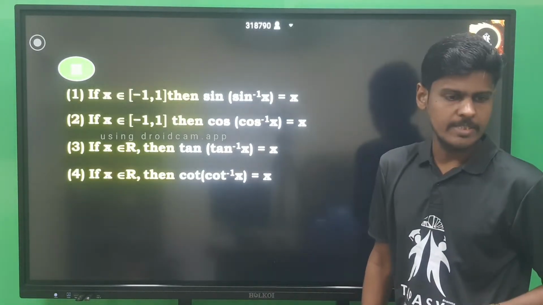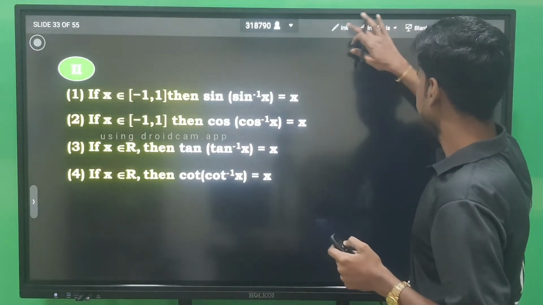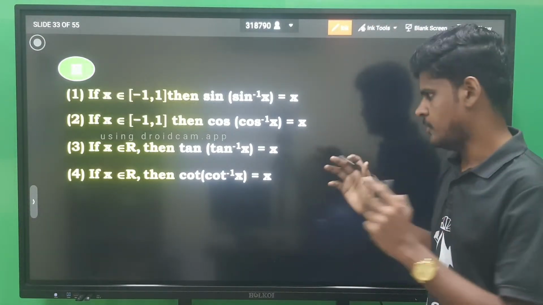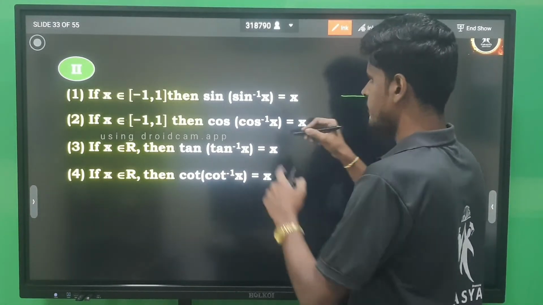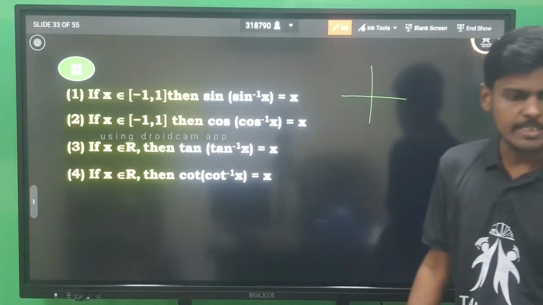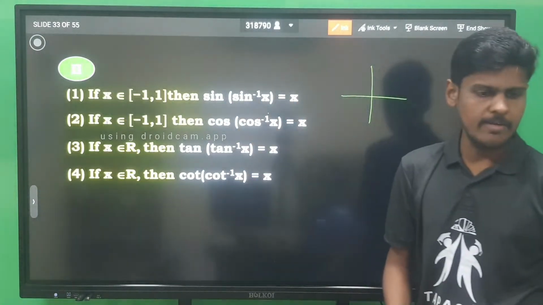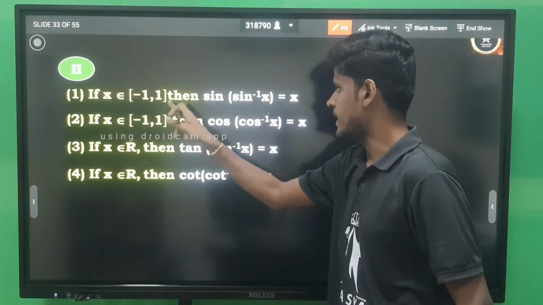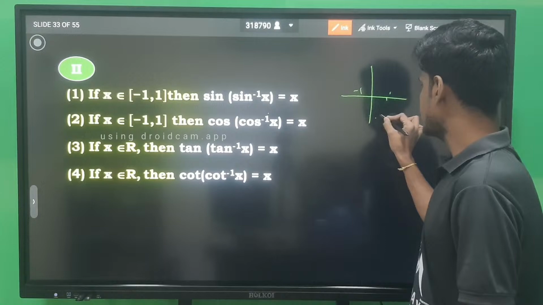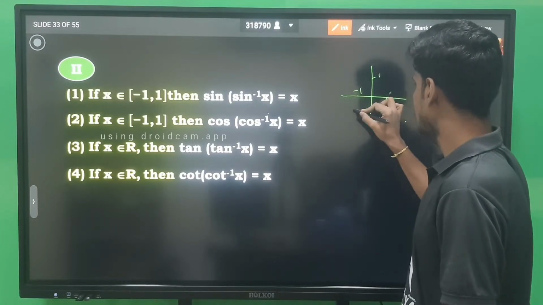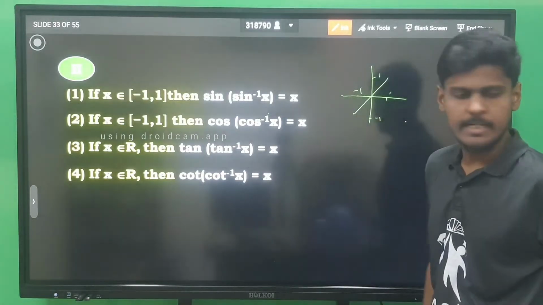And cot of cot inverse x equal to x. Now what will be the graph of this function? I will explain in short so you will understand it better. First we need to draw sine of sine inverse x. What is given? This is taken as y. So y equal to x line will be there. And what are the x values? Minus 1 to 1. So between minus 1 to 1, y is also minus 1 to 1. Graph is like this. At other regions, this graph does not exist.